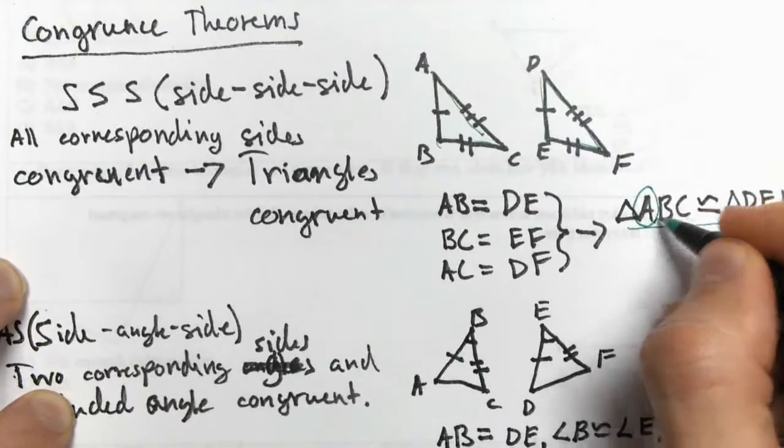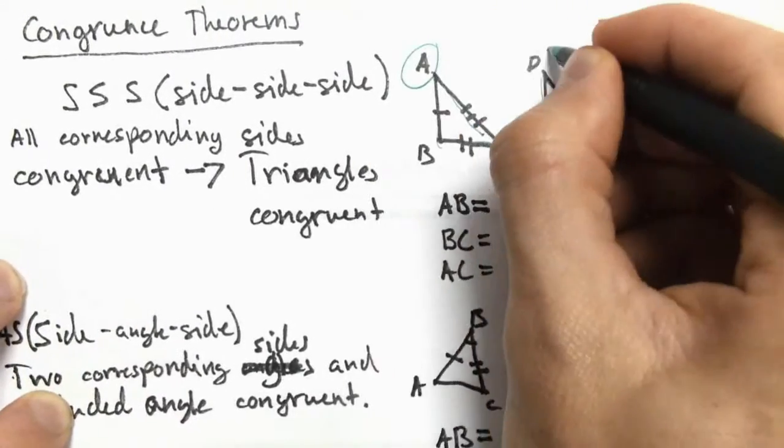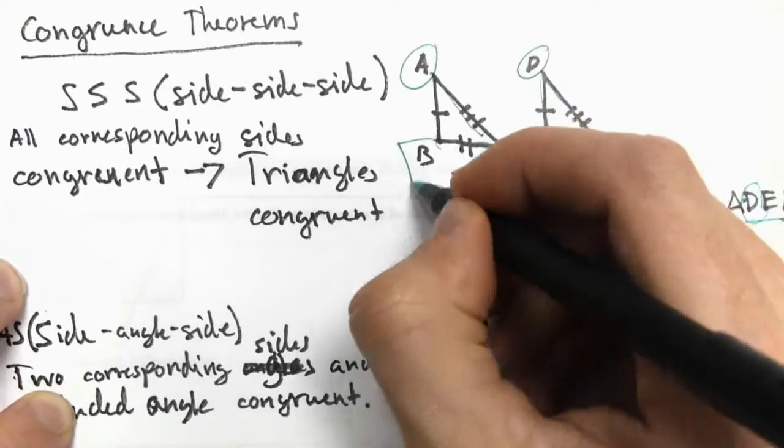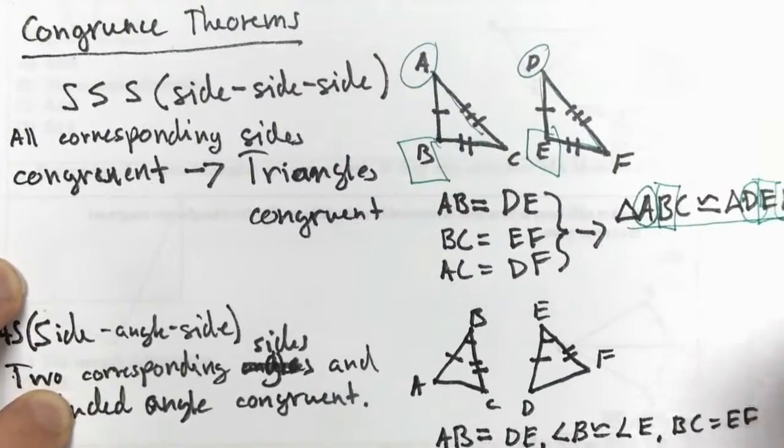Notice that A and D correspond with each other. B and E correspond, so they're in the same place in line.